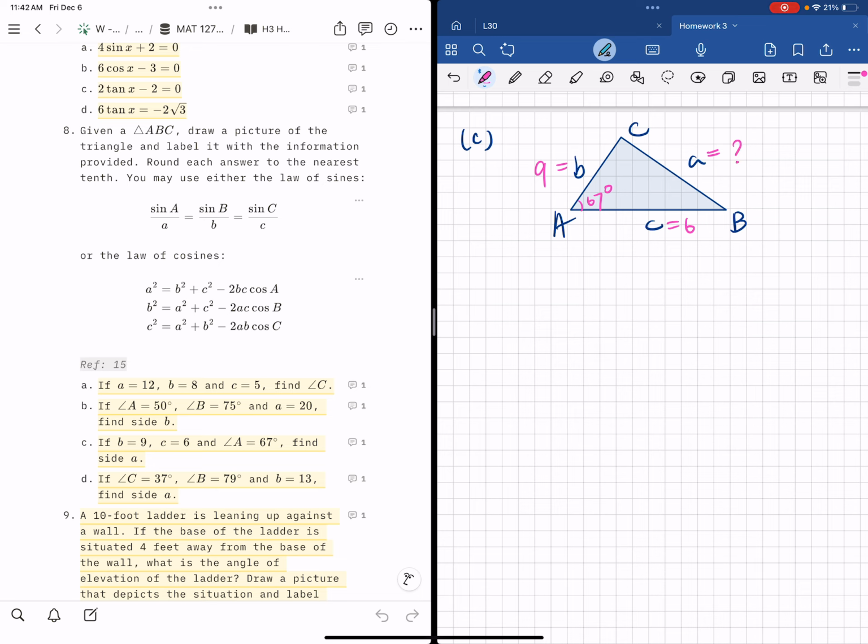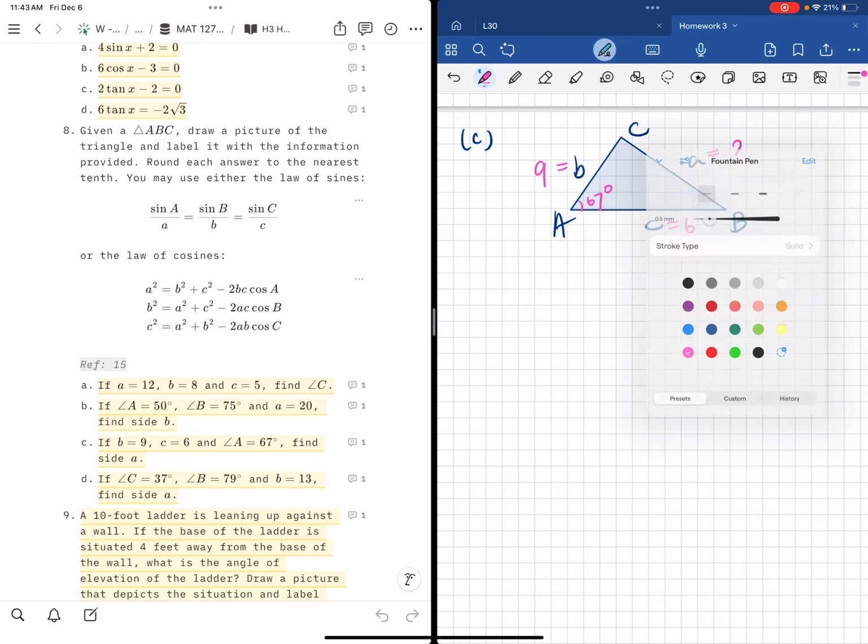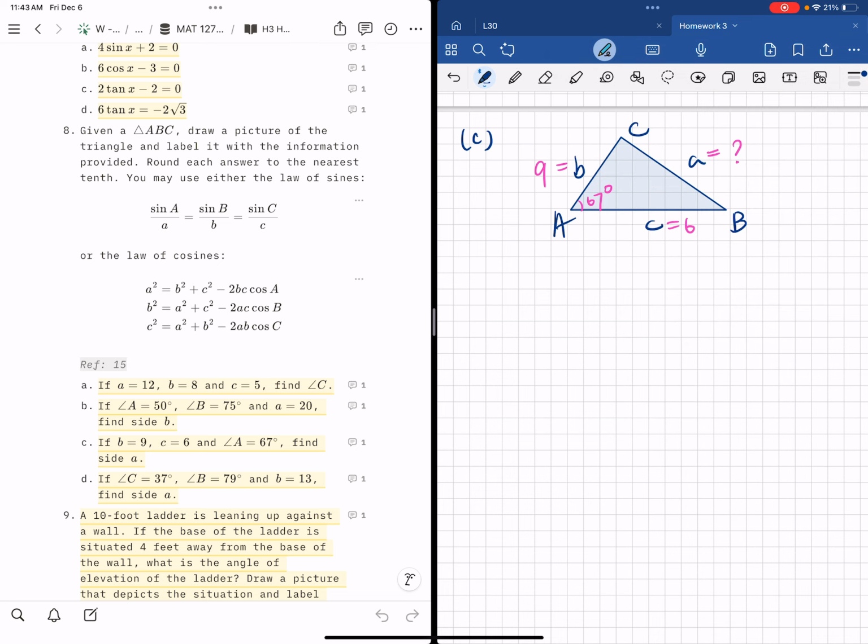So this time it's connecting, again, 3 sides and 1 angle. And that should give you an idea which law you're going to use, right? It's going to be the law of cosines. And let's pick the right one to use. And remember, the angle determines which one you're going to use. We're given angle A, so we're going to use the one that has angle A, which is the first equation. Write it down. A squared equals B squared plus C squared minus 2BC times cosine of A.